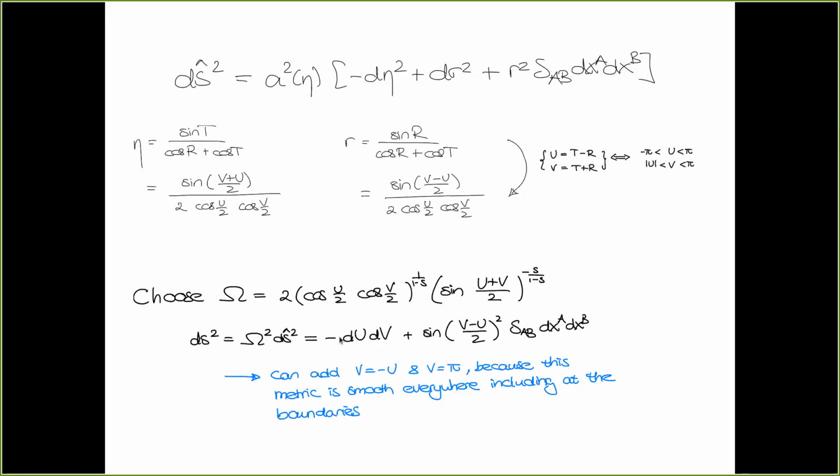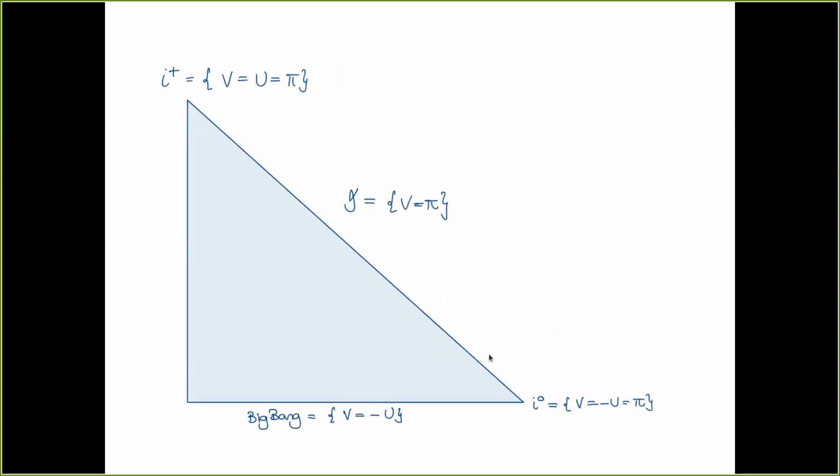But if you look at the behavior of this metric, you can see that the metric is perfectly smooth everywhere, including the points where v equals plus or minus u and v equals pi. So we can attach those points. And indeed, when we do that, we get this conformal diagram that I already told you about. So this is the conformal diagram of a decelerating FLRW spacetime. Of course, in the past, here is where our Big Bang is. We have spatial infinity, timelike infinity, and scri, which is described by the surface where v equals exactly pi.